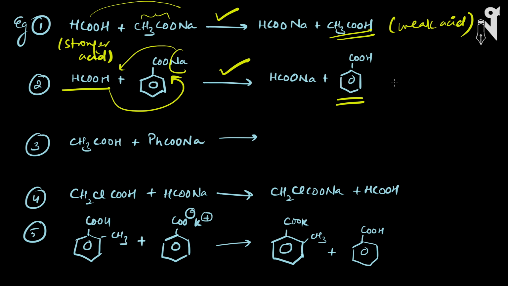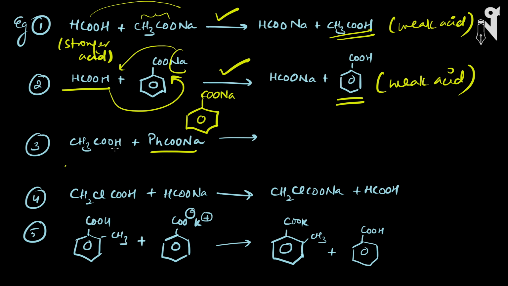The benzoic acid will form and this is the weak acid. The reaction is feasible. Now the reaction is between ethanoic acid and the sodium salt of benzoic acid. Now whether the reaction will proceed?